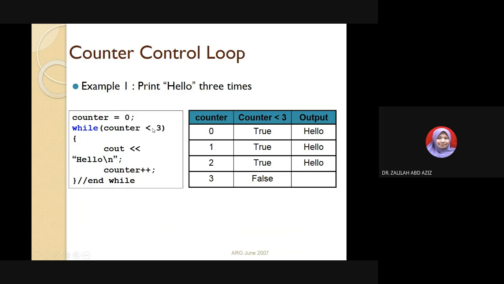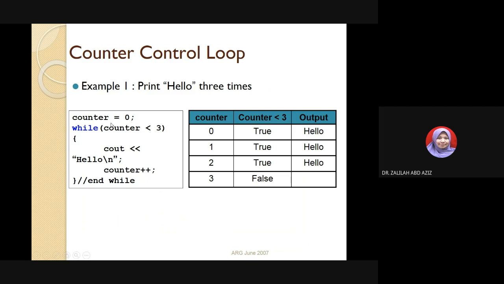Okay, while counter less than 3, because kita nak buat 3 times. So we start with 0, 1, 2. Okay, so kalau counter less than 3 ni, last kali adalah 2 lah. Okay, so 0, 1, 2 means that 3 times.